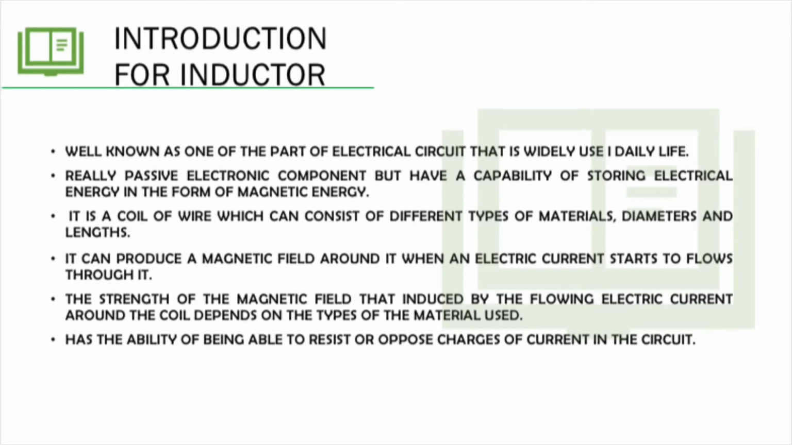Introduction for inductor. It is well known as one of the parts of an electrical circuit that is widely used in daily life. It's a passive electronic component but has the capability of storing electrical energy in the form of magnetic energy. It is a coil of wire which can consist of different types of materials, diameter and length. It can produce a magnetic field around it when an electrical current starts to flow through it. The strength of the magnetic field induced by the flowing electric current around the coil depends on the type of the material used, and it also has the ability to resist or oppose changes of current in the circuit.